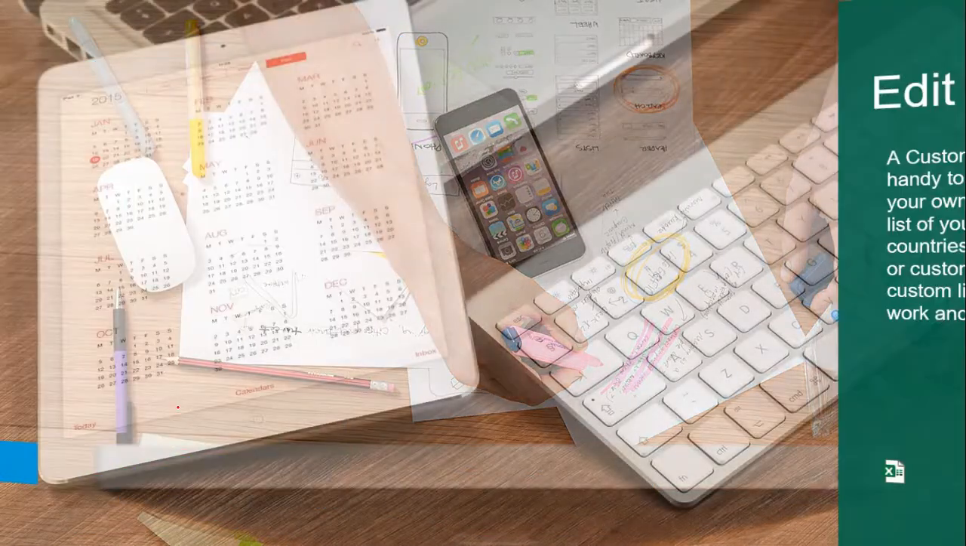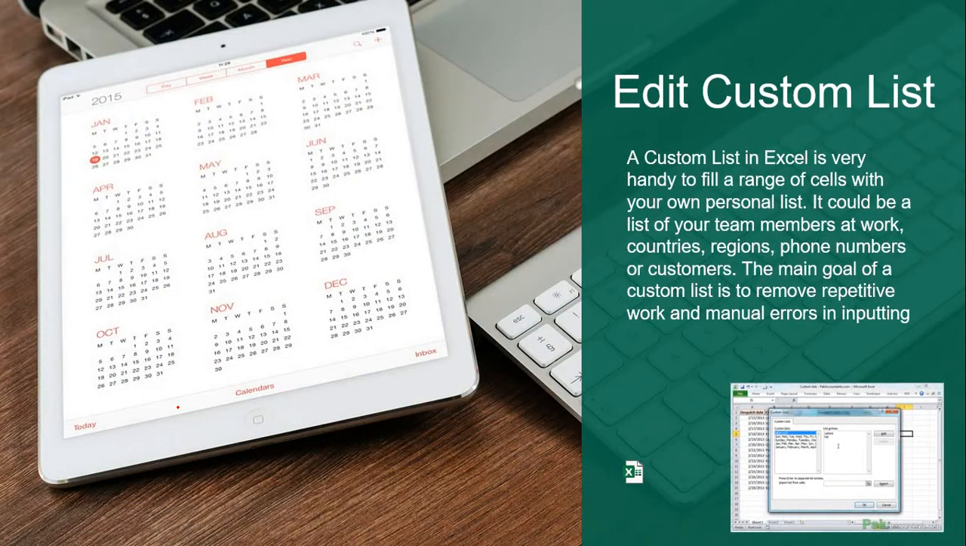So today we are doing the edit custom list. How can we create a custom list in Excel? A custom list in Excel is very handy to fill a range of cells with your own personal list. It could be a list of all your team members at work, countries, regions, phone numbers, or customers. The main goal of the custom list is to remove the repetitive task from your inputting.